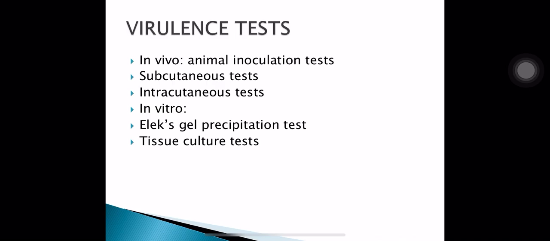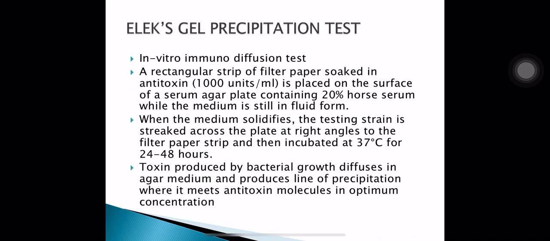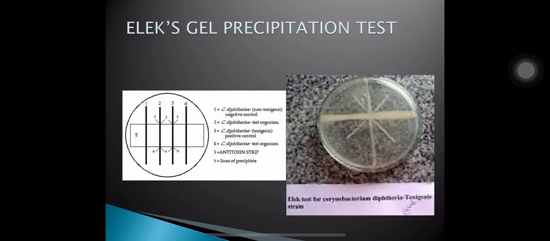Subcutaneous and intracutaneous tests are available for animal inoculation test in vivo, and in vitro virulence testing includes the Elek gel precipitation test and tissue culture test. The Elek gel precipitation test is performed for demonstration of the toxin of Corynebacterium diphtheriae. Toxin produced by the bacterial growth diffuses in the agar medium and produces a line of precipitation where it meets the antitoxin molecules in optimum concentration. This is the Elek gel precipitation test for demonstration of the toxin.